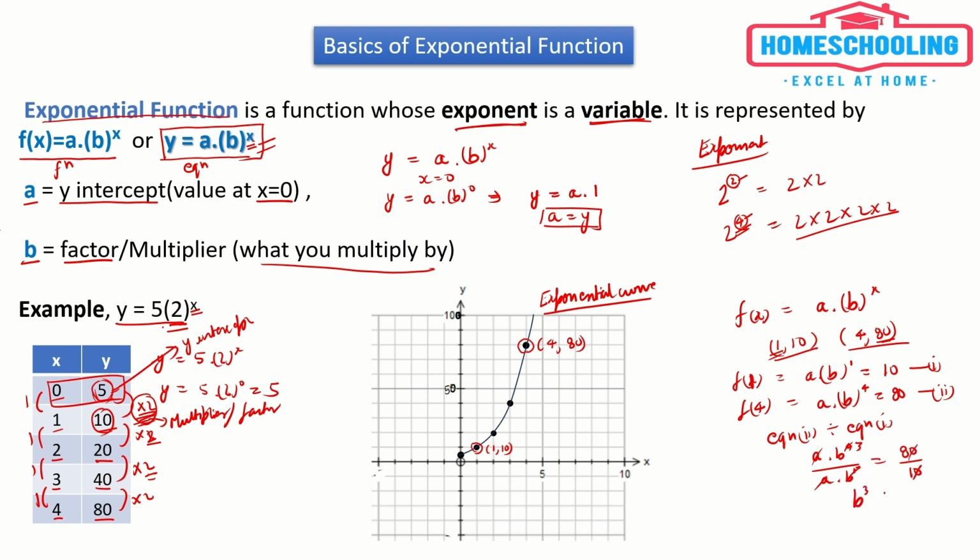So b cubed is 8, so b would be 2. We already know the value of b, that is your factor or the multiplier, that is 2. Now how are we going to find the value of a, that is our y-intercept?